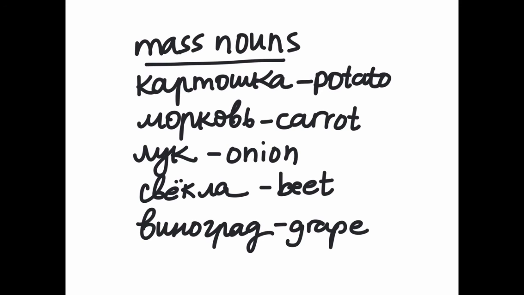Mass nouns in Russian that we consider countable in English: potato, картошка, морковь, onion, лук, beet, свекла, grape, виноград. So these will be always in the singular.